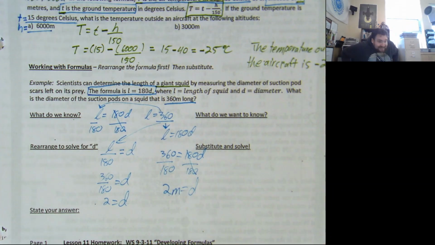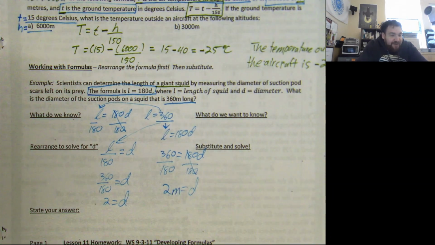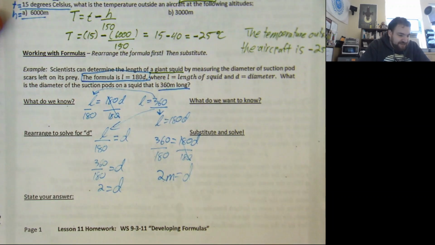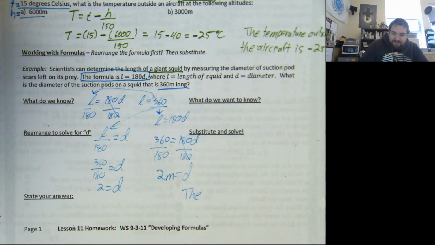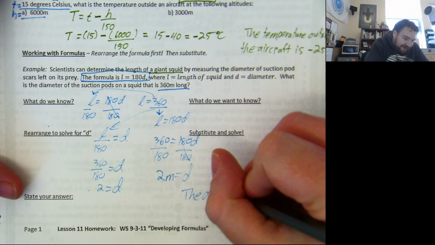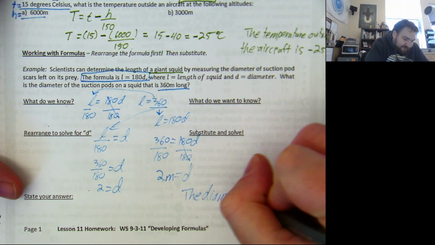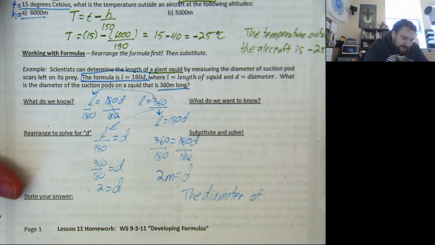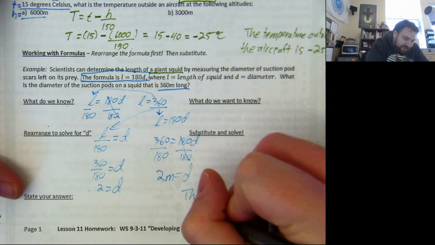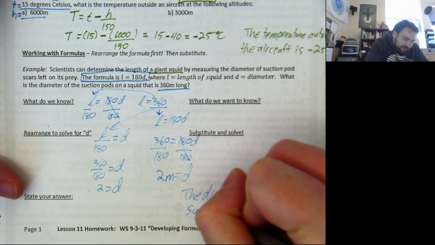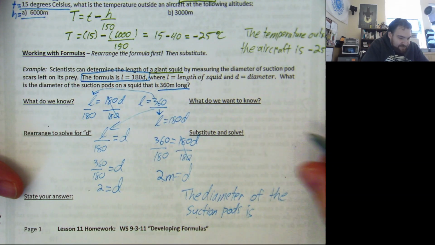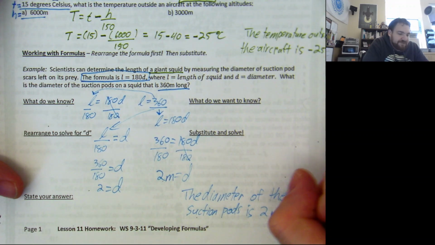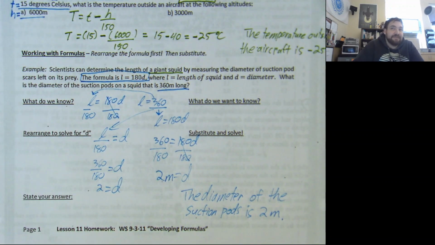Okay, so the last step here, we're given the question in a paragraph. We need to give our answer in a sentence. Oh, that's the wrong color. That's okay. The diameter of the suction pods is 2 meters, period. Done.